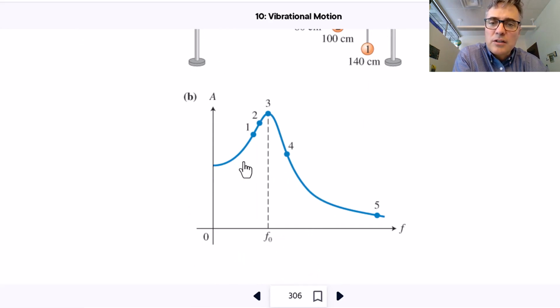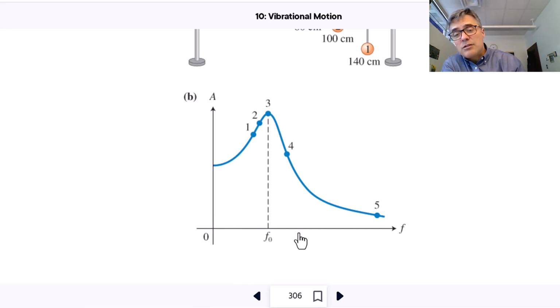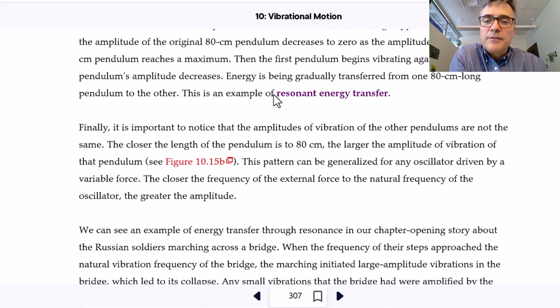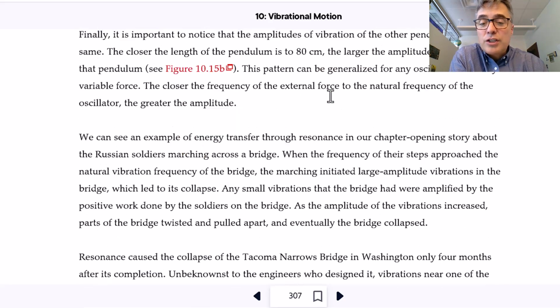This curve shows the frequency of the driving force versus the amplitude of the motion. F0 is the natural frequency, the simple harmonic motion frequency. If you drive a system with a frequency that's less than this natural frequency, or more than that frequency, it won't have a high amplitude. But at the resonance frequency, at 3 here, you'll have your maximum amplitude. This is a phenomenon of resonant energy transfer.